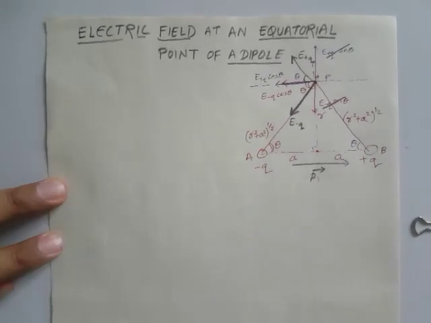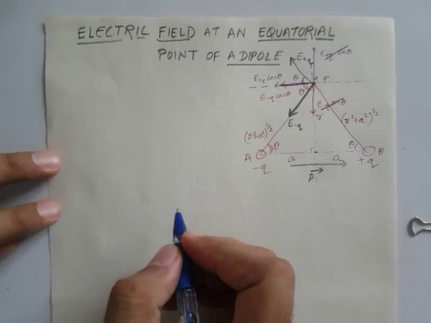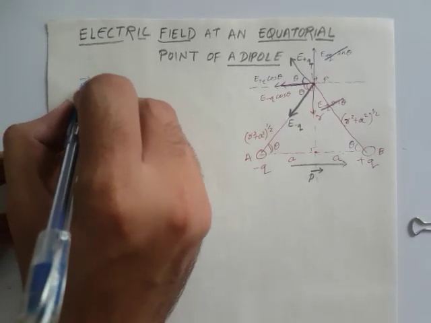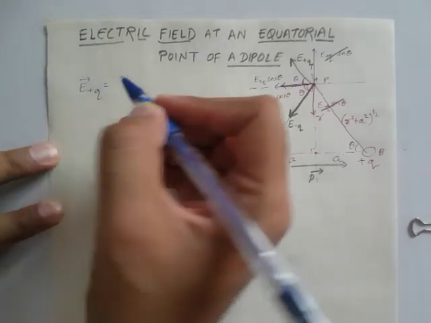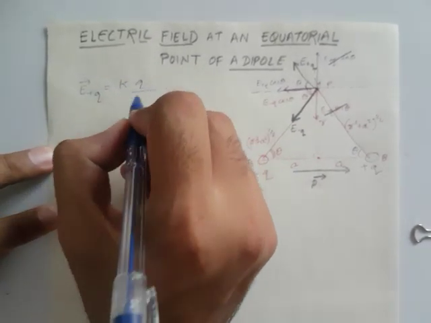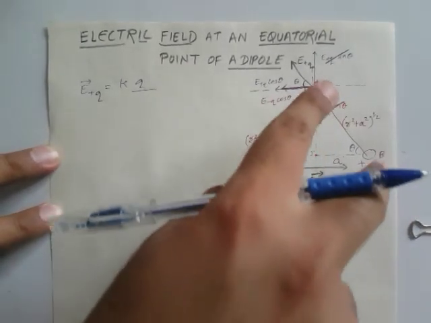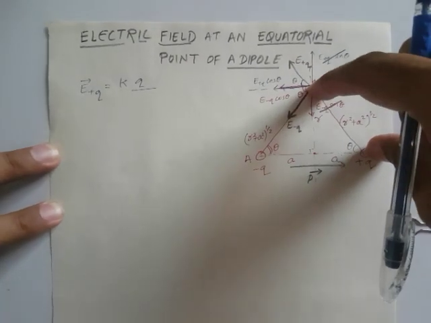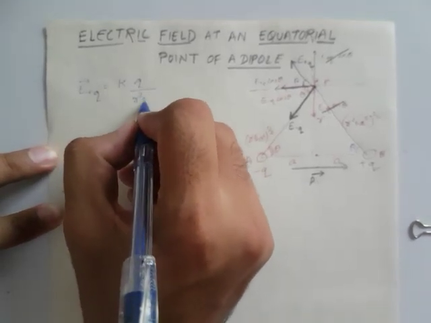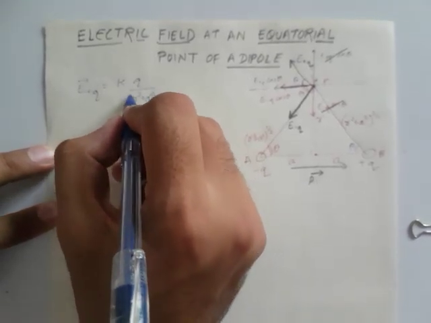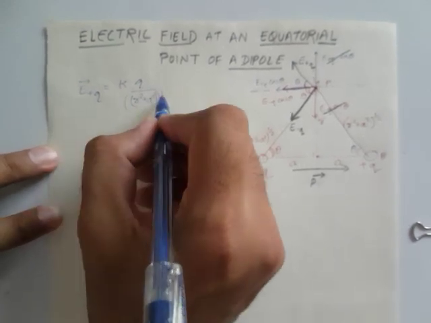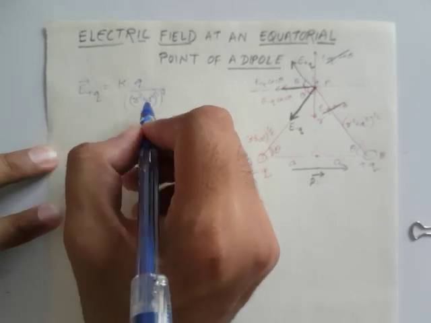Now we'll find the electric field. The electric field formula we know: E, here we write positive Q, is kQ upon r squared, where r means this distance from B to P, that is r square plus a square. If I write over here, then it is to the power half, then whole squared, because it is Q upon r squared.